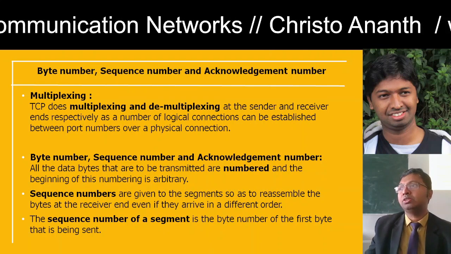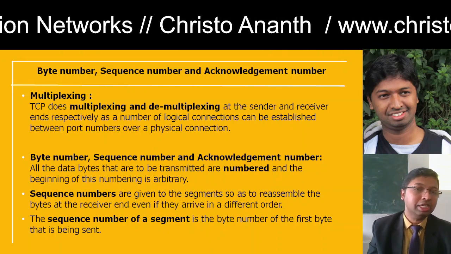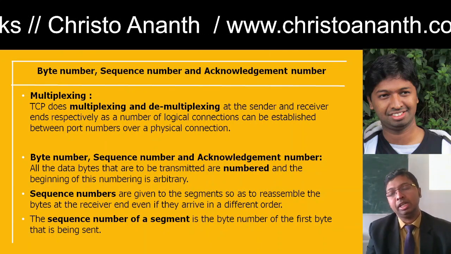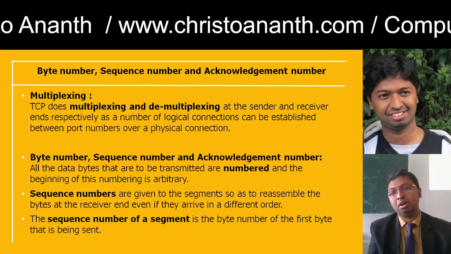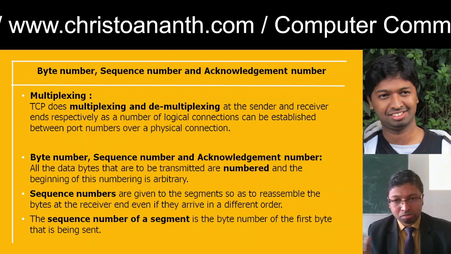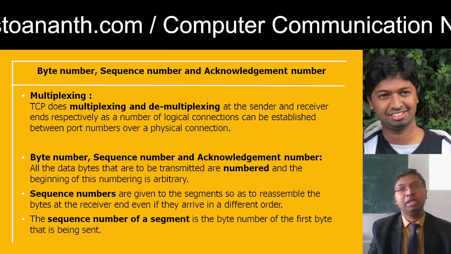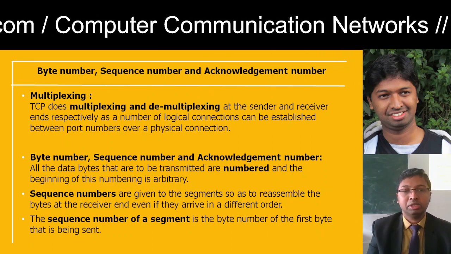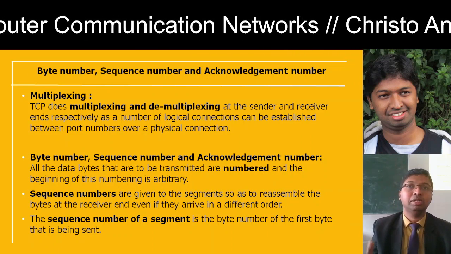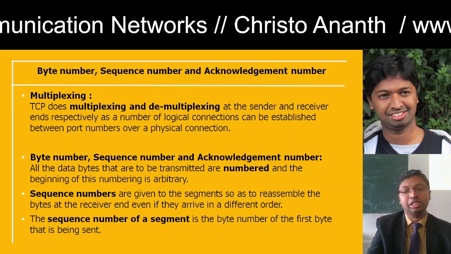The sequence number you give to the segments means that you can reassemble the bytes at the receiver, and even if they arrive in a different order, you number them and reassemble them. The sequence number of a segment is nothing but the byte number of the first byte that is being sent.